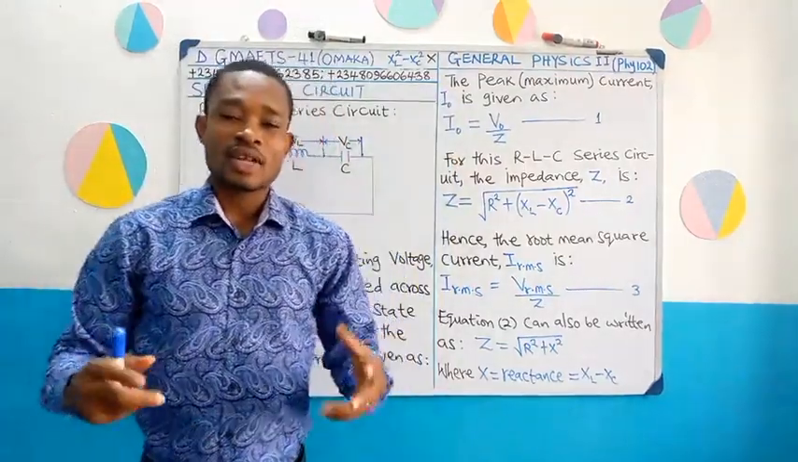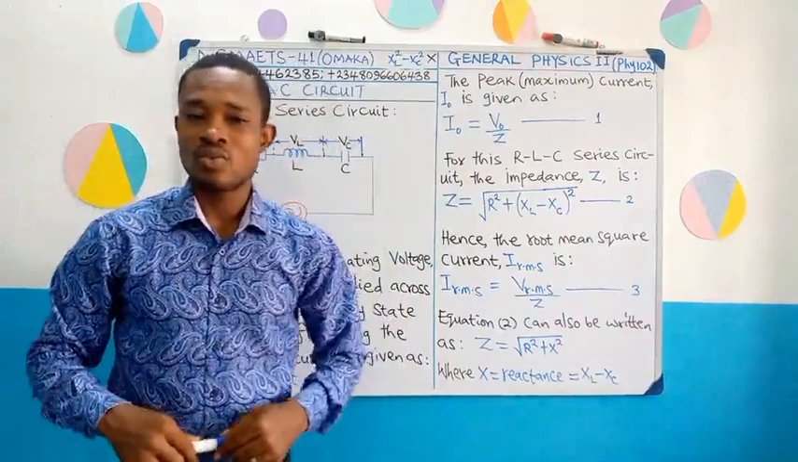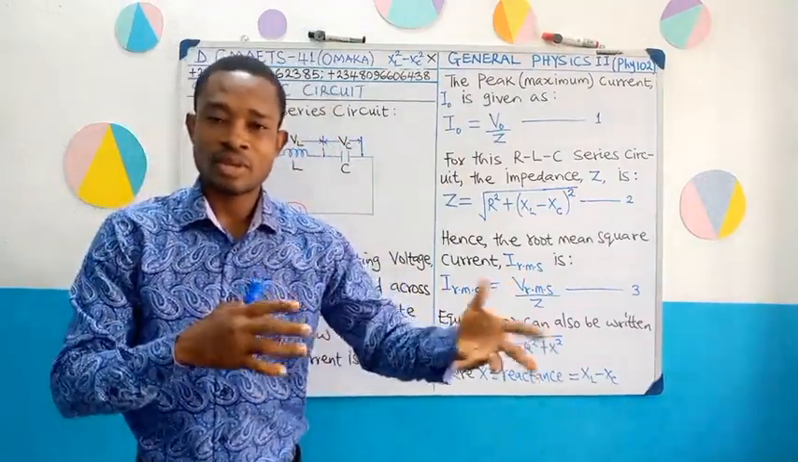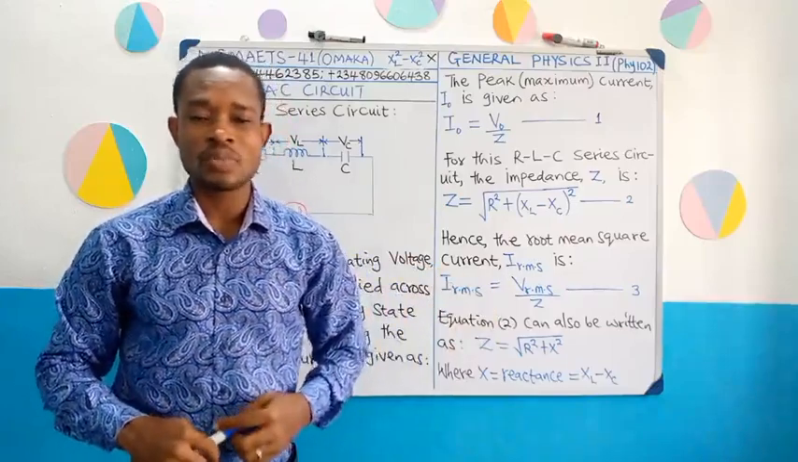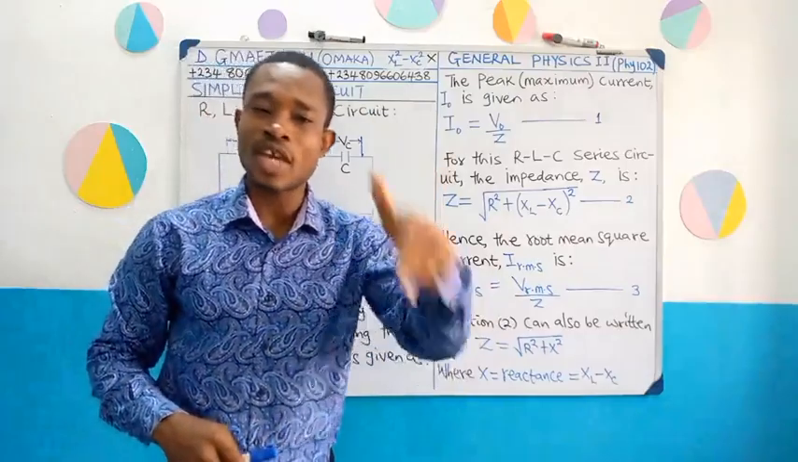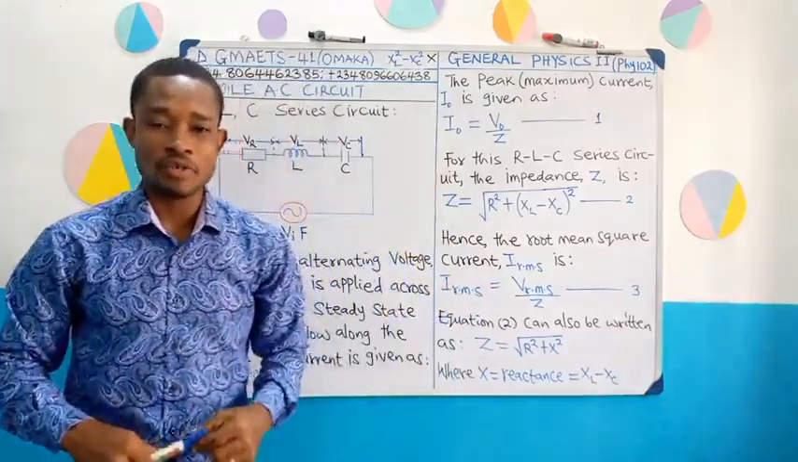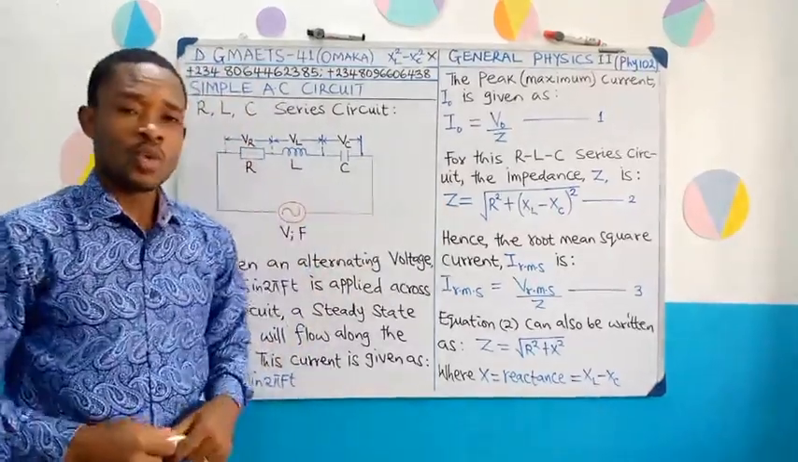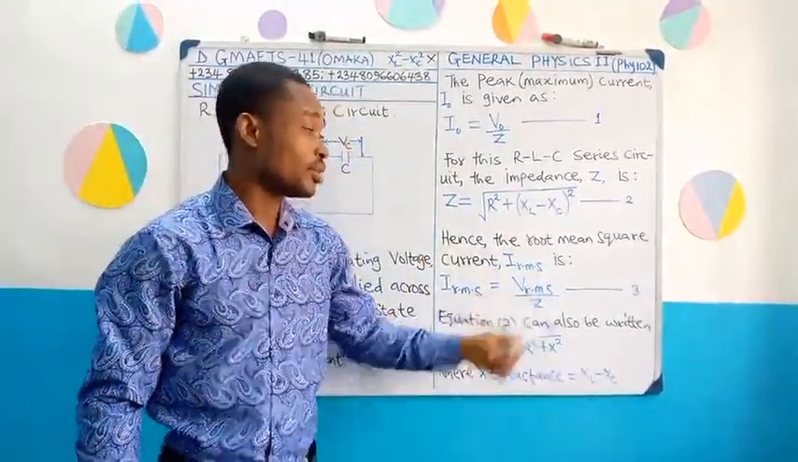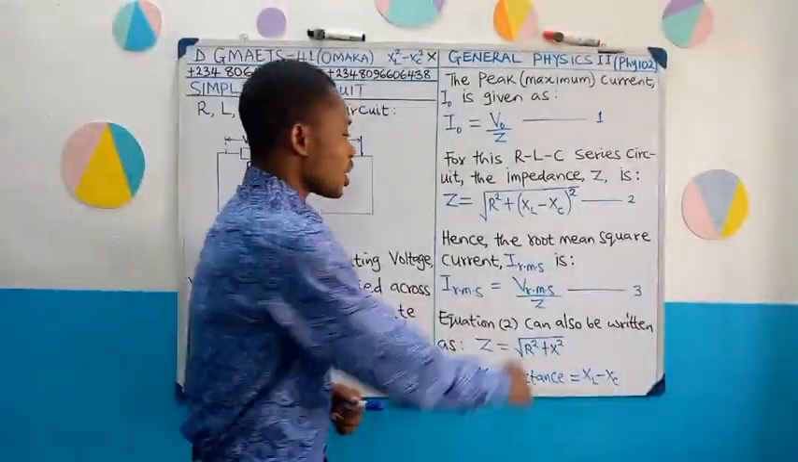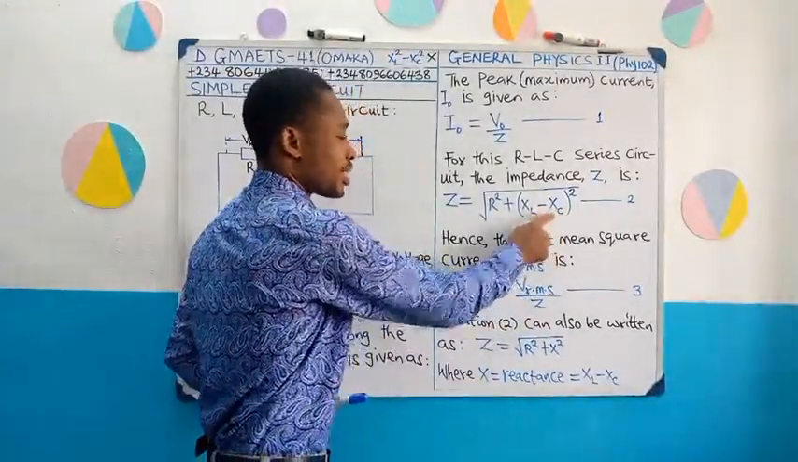Now, let us look at the root mean square current. Once again, going through the Ohm's law formula, the root mean square current will be obtained from the root mean square voltage and the opposition to the flow of current in this circuit, which of course we've already established to be what? The impedance. Quickly take note of this, XL minus XC.